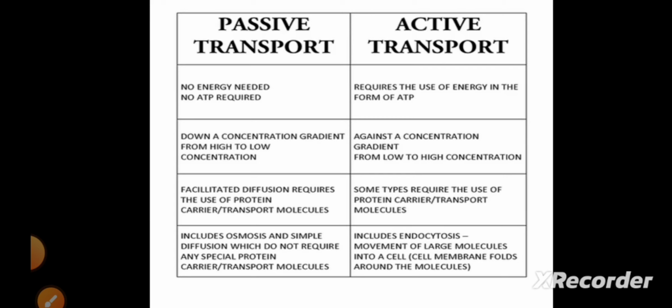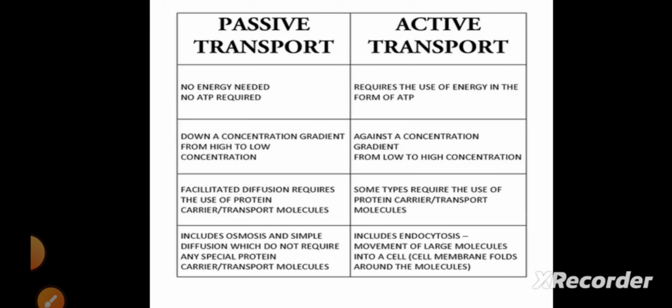In active transport we include endocytosis. Endocytosis means moving substances or particles from outside the cell to inside the cell. There are two types, one is endocytosis and another is exocytosis, but active transport shows endocytosis. It is the movement of large molecules into a cell, where the cell membrane folds around the molecules.